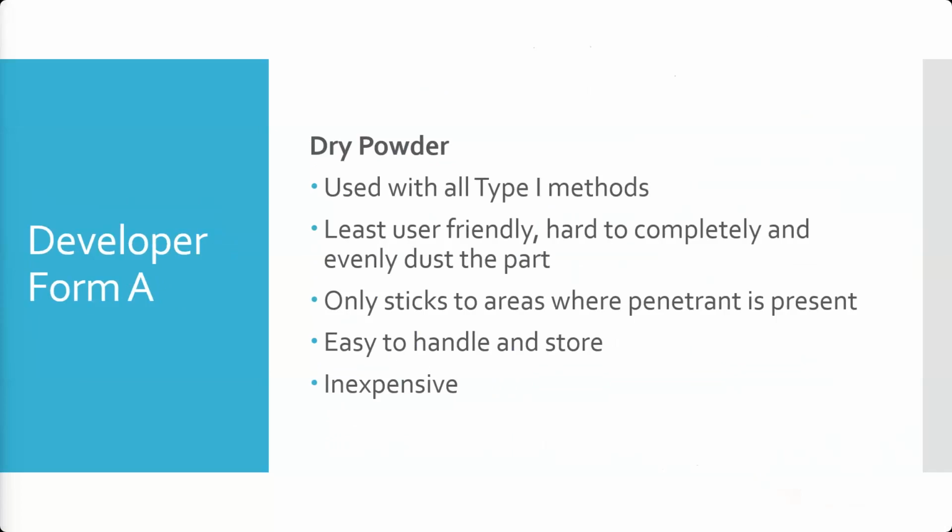So what are type 1? Ultraviolet, right? It's your glowing dye. What's type 2? Red visible, right? Usually it's red. I've never seen anything but red, but I guess there could be another color out there, but visible dye. Okay. So dry powder, this is the least user friendly, mainly because it makes a dusty mess.